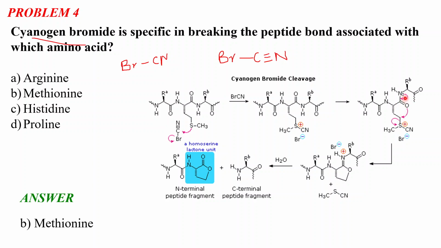So you can see that the nitrogen can give the lone pair to this group, and by resonance it can attack this carbon, and the positively charged sulfur will leave as this group. There will be formation of this kind of group, which after reacting with water, or after hydrolyzing, will give the N terminal peptide fragment, which has a lactone unit, and the C terminal fragment will just be cleaved.